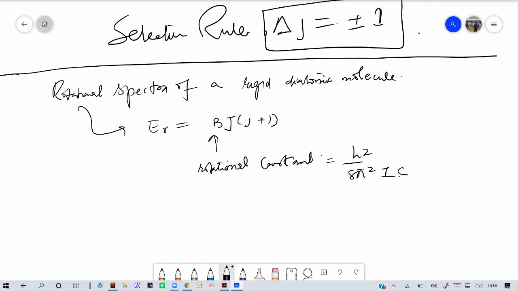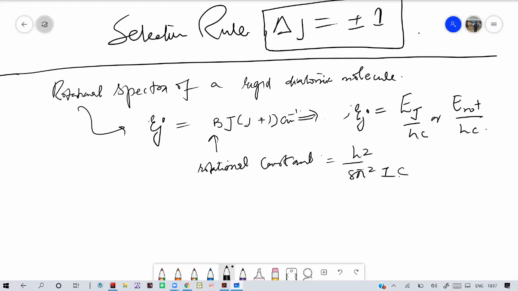It is, when we calculate EJ actually, EJ is equal to actually this. And this is in centimeter inverse, wave number. So this is a wave number actually.